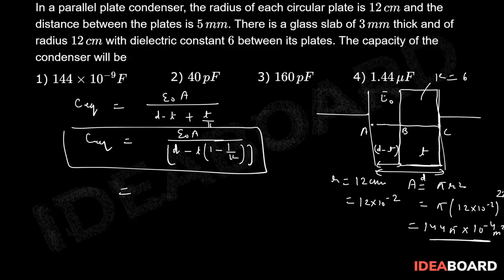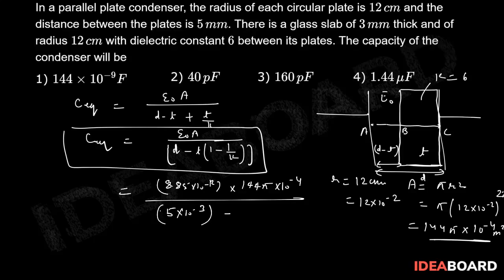You get the value of 8.85 into 10 to the power minus 12 as the value of epsilon naught. Area of cross section is 144 pi into 10 to the power minus 4, and divided by D value, how much? That is 5 millimeters. So that will be 5 into 10 to the power minus 3, minus T value is 3 into 10 to the power minus 3, into 1 minus 1 upon 6. So this is the value.